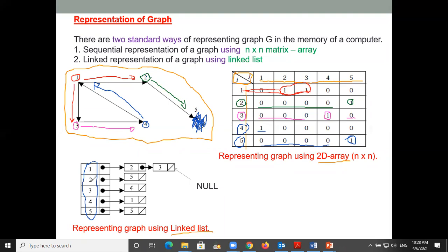Okay, how about the number 2? It is the same thing. Number 2 is only pointing to the number 5. So you just put the 5 here. Then after that, stop. How about the number 3? Number 3 is only pointing to the 4 here. Only pointing to the 4.